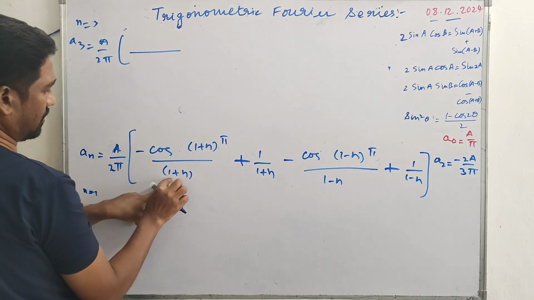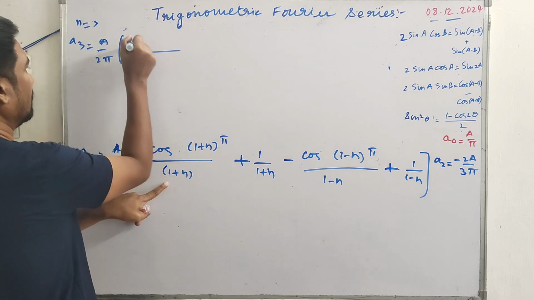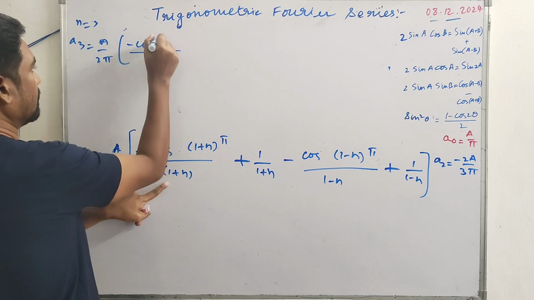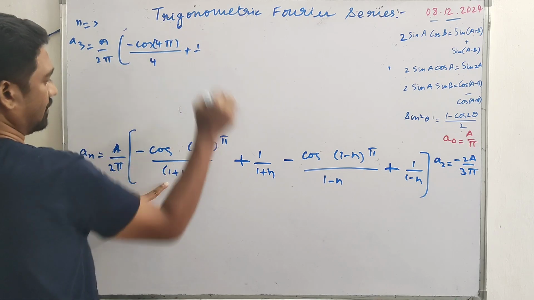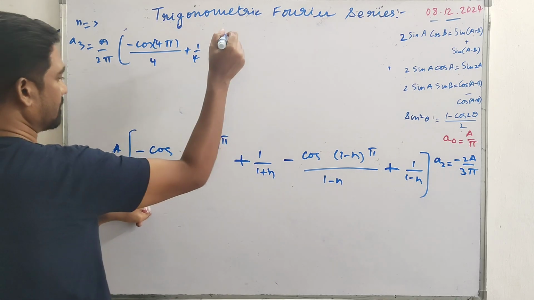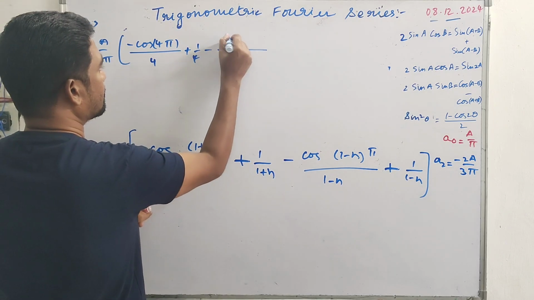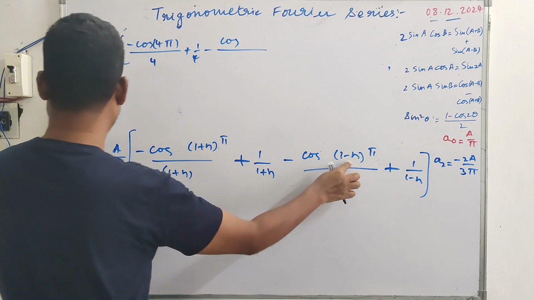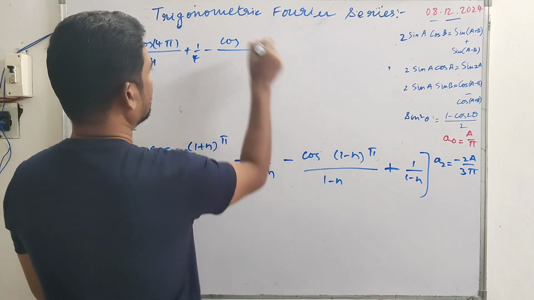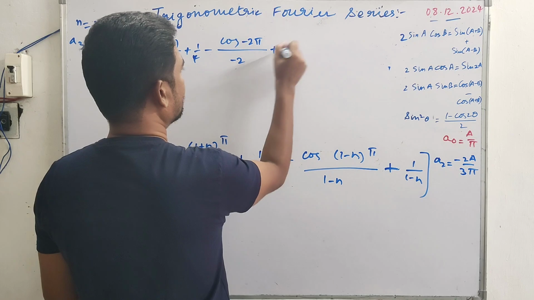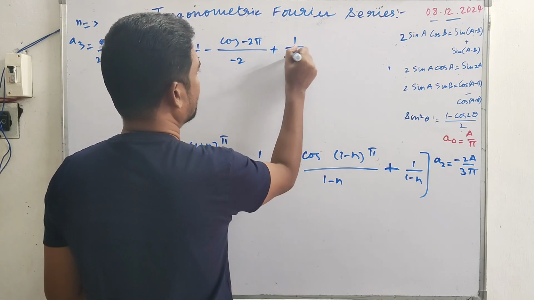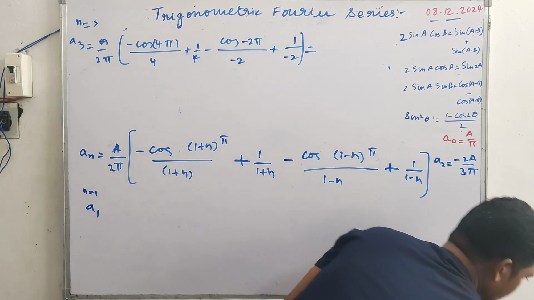For n equal to 3, 1 plus 3 is 4, so minus cos 4 pi by 4 plus 1 by 4, minus cos of 1 minus 3, which is minus 2 pi by minus 2, plus 1 by 1 minus 3, which is minus 2. Let's check what happens with this value.